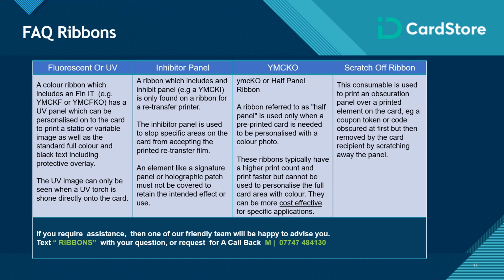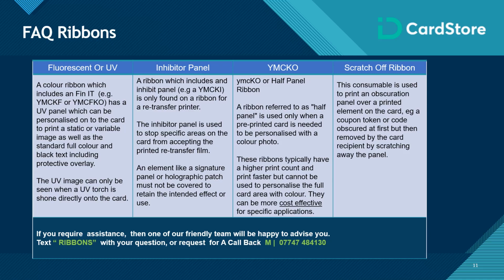YMCKO, or half-panel ribbon. A ribbon referred to as half-panel is used only when a pre-printed card needs to be personalized with a color photo. These ribbons typically have a higher print count and print faster but cannot be used to personalize the full card area with color. They can be more cost-effective for specific applications.